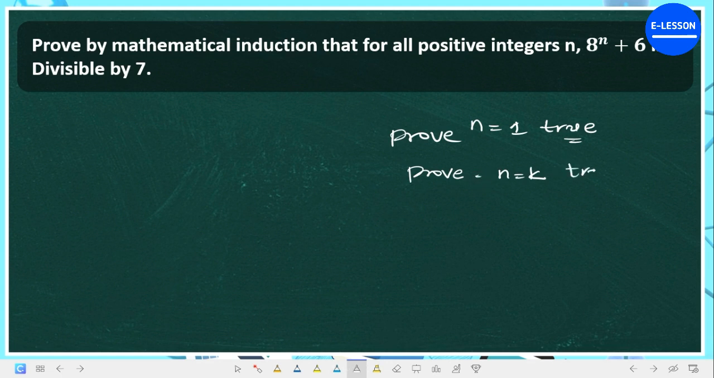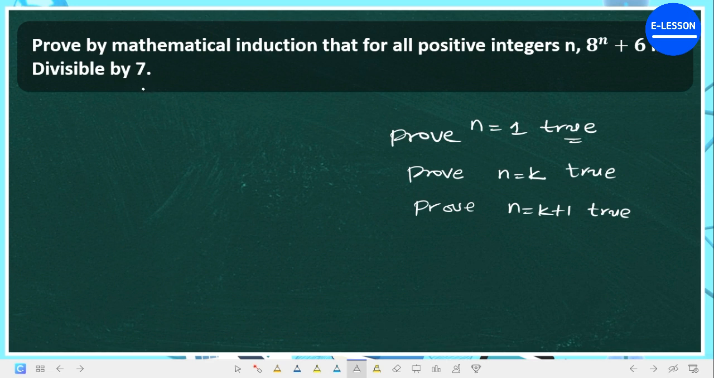Now for this one, you may not just need to copy because you haven't done it, and I will have to teach the course all over from the beginning again. And then the next one is if n is equal to k is true, then n is equal to k plus 1 will also be true. Are we getting it now? So if all the three are true, it means that this expression here is divisible by 7.